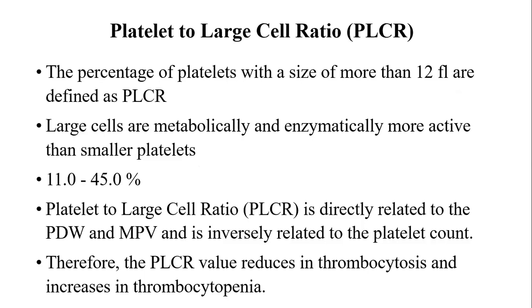The next index is platelet large cell ratio. This indicates the percentage of platelets with a size more than 12 femtoliters. As I said earlier, once platelets are activated, their size increases. So these large cells are the metabolically and enzymatically active ones. In a normal person, this ranges between 11% to 45%. PLCR is directly related to the mean platelet volume and the platelet distribution width, and is inversely related to the platelet count. So if the patient has elevated platelet count, the PLCR value is low, and if there's low platelet count, there's an increase in PLCR.